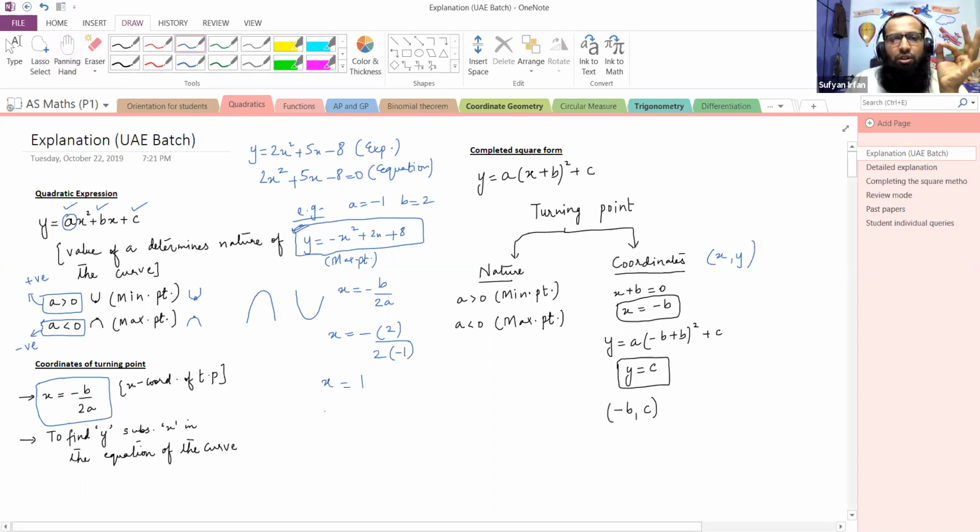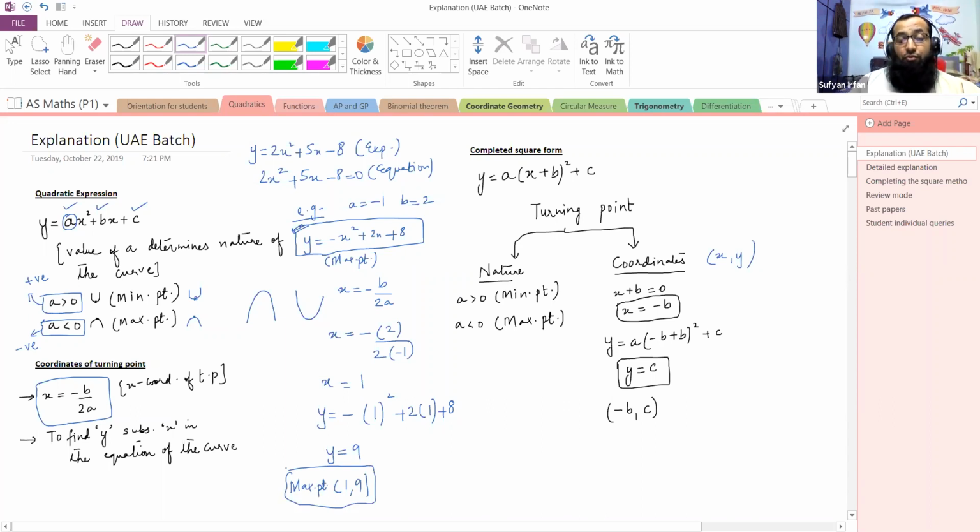So let's find the y coordinate. y equals negative 1 squared plus 2 times 1 plus 8. 8 plus 2 is 10. 10 minus 1 is 9. So y is 9. Someone is telling me find the coordinates of turning point. I'll say definitely I can. 1 comma 9. Now, is it a minimum or a maximum? I already know that it is a maximum point. So the coordinates would then be maximum point 1 comma 9. So here we understood that we are not bound to convert into completed square form before we can find the coordinates of turning point.